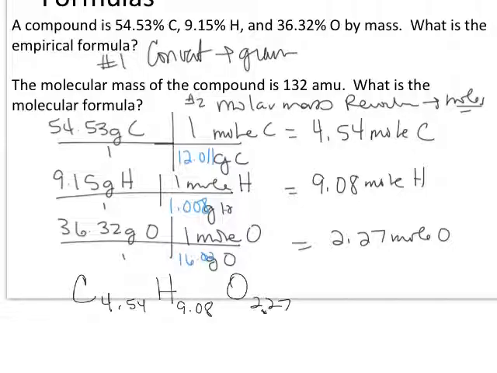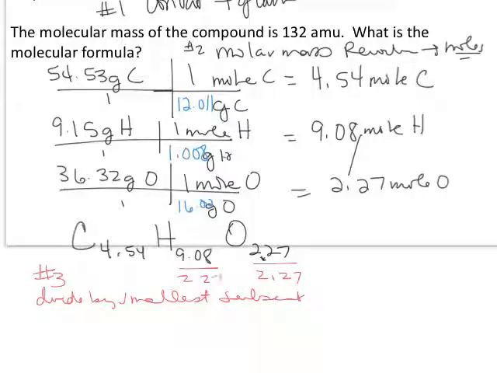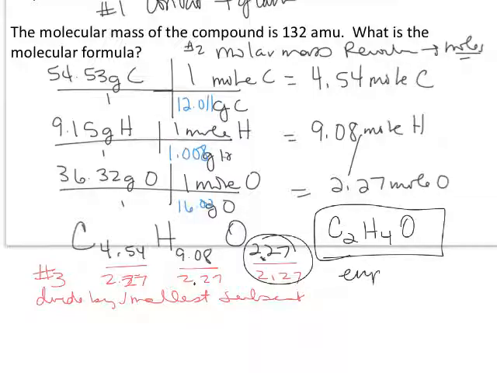Now you don't normally see fractions like that in the subscripts, so it's not right. You're going to have to reduce to the lowest terms. This is the third thing you do. You divide by the smallest subscript, and in this case, it's 2.27. And you do this to each one of these numbers. 2.27 divided by 2.27 is going to be a 1. 9.08 divided by 2.27 is close to 4. And 4.54 divided by 2.27 is 2. So this works out to be C2H4O1. We don't put 1 in there. And this will be your empirical formula.